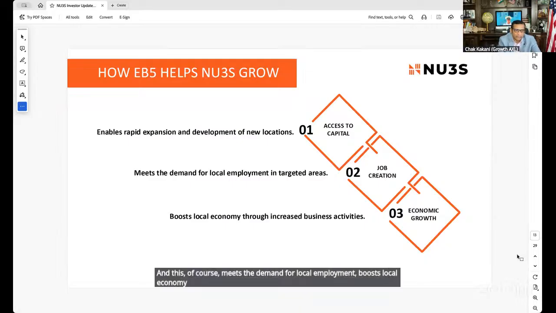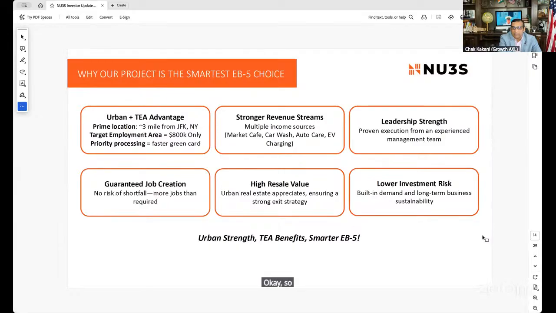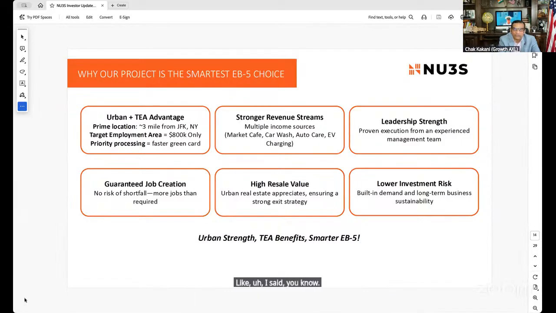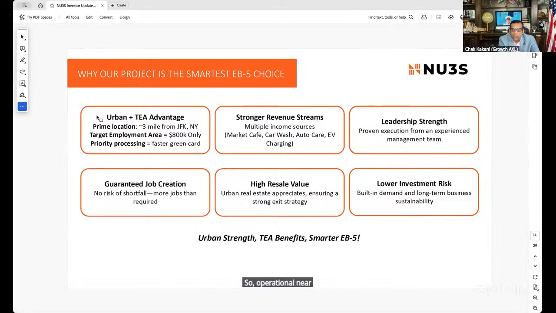Next one, please. Okay, so here, and why is this, most EB-5 projects ask you to invest before revenue, right? Like I said, we are a strong revenue stream, yes, but just about to open doors, right? Days away from opening doors, couple of weeks away from opening doors. So operational, near revenue, job safe.